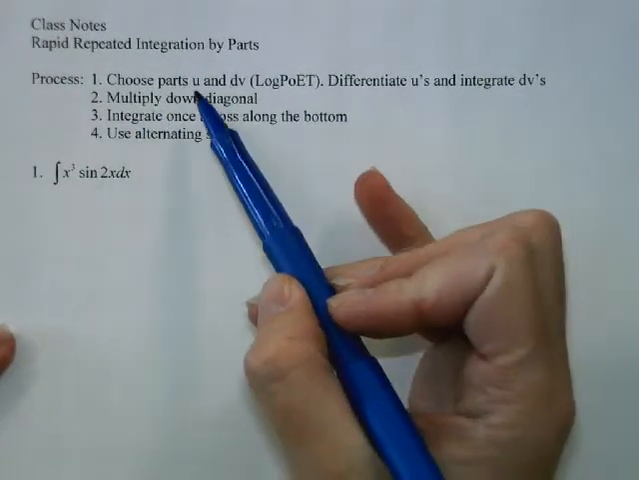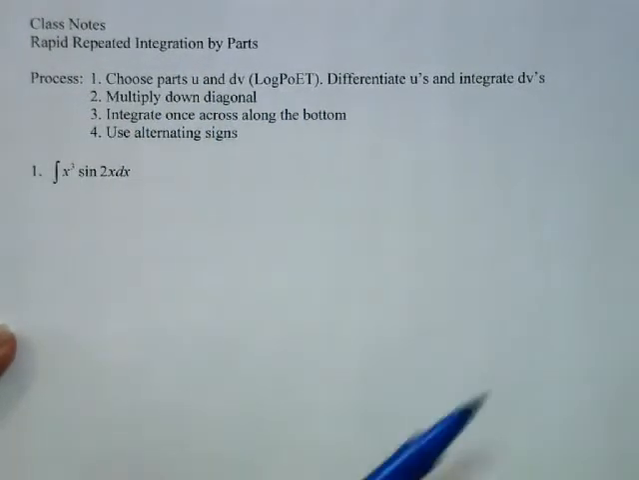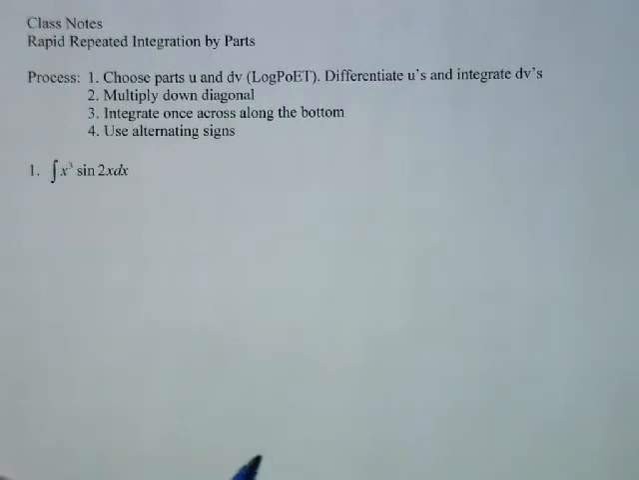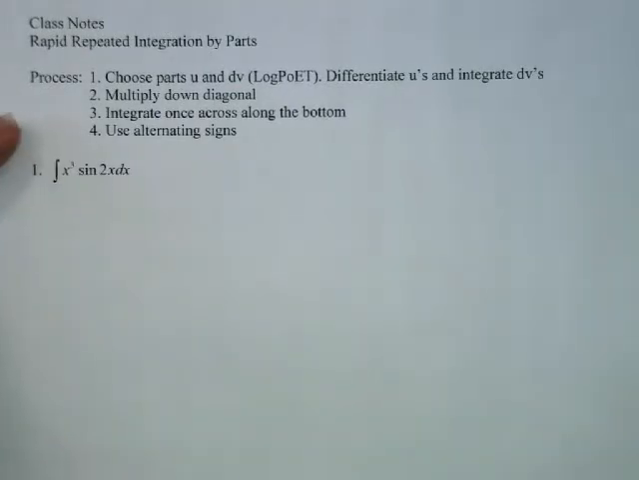So the process is you're going to choose your parts u and dv, just like you have been with LIPET, so logarithms, then polynomials, then exponentials, and last trig. You're going to differentiate your u's and you're going to integrate your dv's. You'll multiply down the diagonal, and you'll see what this all means in a minute, and then integrate once along the bottom, and you're going to use alternating signs.